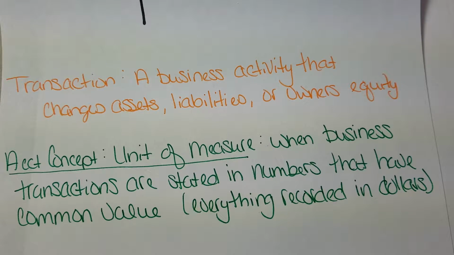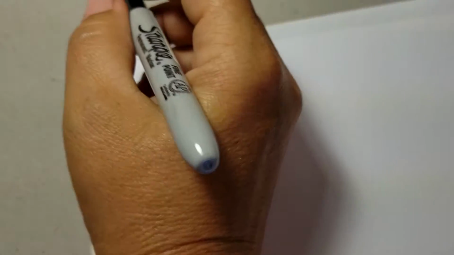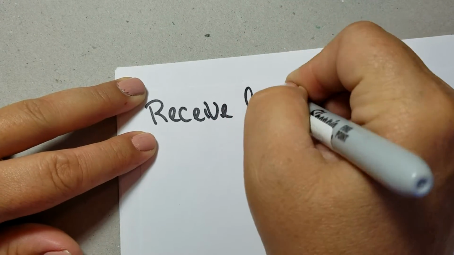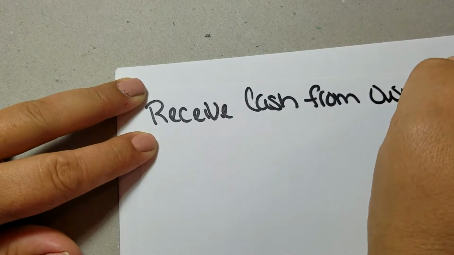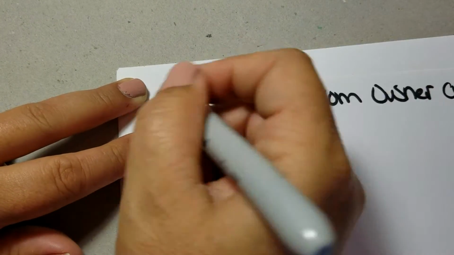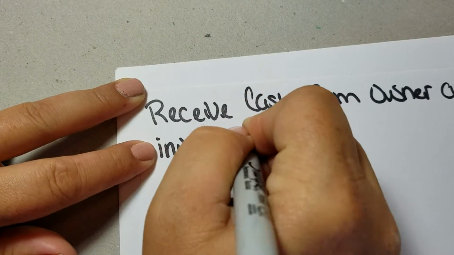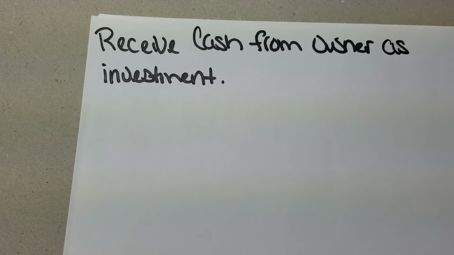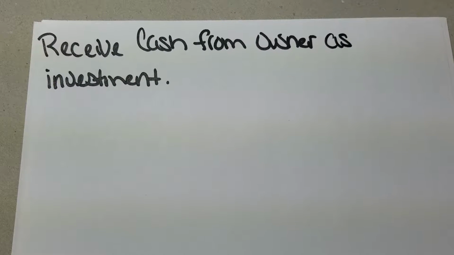So, moving on, we're going to have our very first transaction. We're going to talk about what to do if we receive cash from the owner as an investment. This is typically your very first transaction you will ever have in a business, because an owner, before they can ever start their business, is going to have to put in some of their own money. So the first transaction will be receiving cash from the owner as an investment.